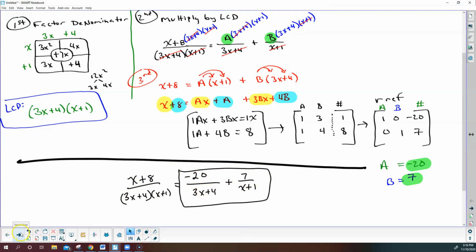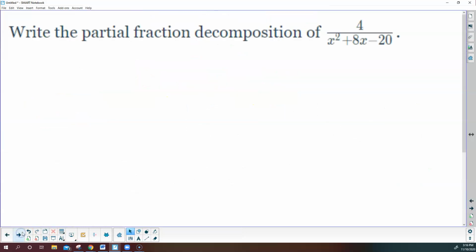All right, so let's try another one. We got 2 more we're going to do. And at any point, if you want to pause this and work through it yourself, go ahead. All right, let's look at this one. So notice now we just have 4 up top, which is fine. It doesn't really make a huge difference.